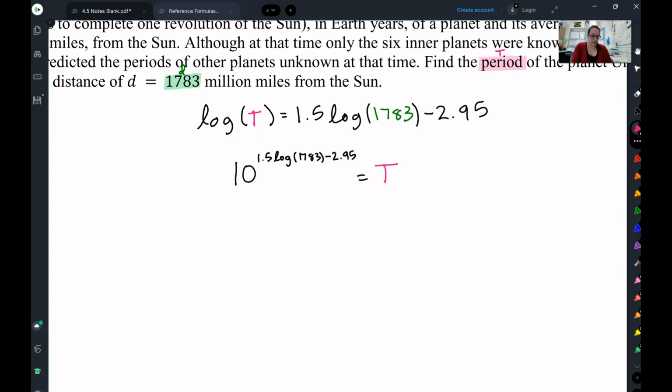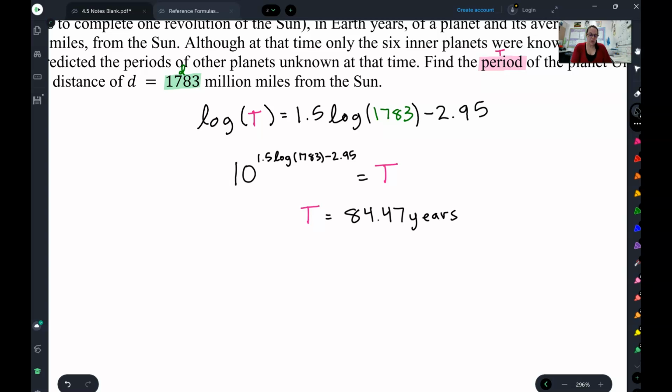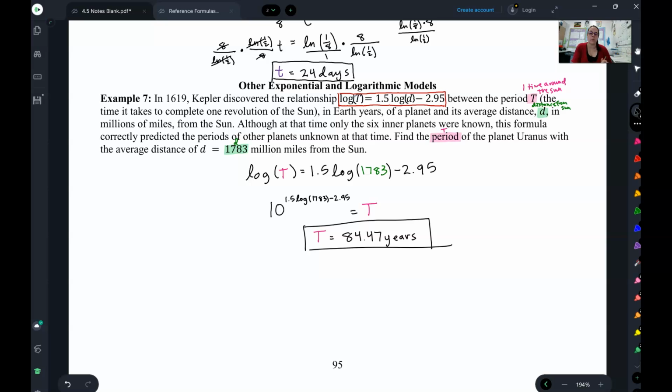It's kind of weird to think of this whole thing as your input, but you are totally welcome to do that because that is all just a number. There's no other variables in there. If I had more variables and letters in there, then I might have to do some things differently. But in this case, I can just type all that into my calculator and get 84.47 years. So this is the time it takes for Uranus to make one revolution around the sun. It takes about 84.5 Earth years for it to do that.